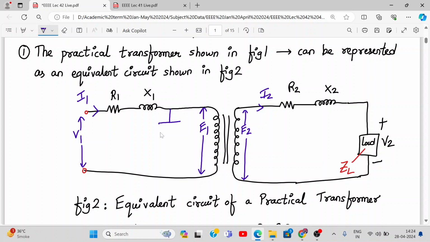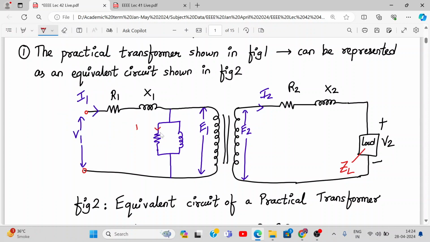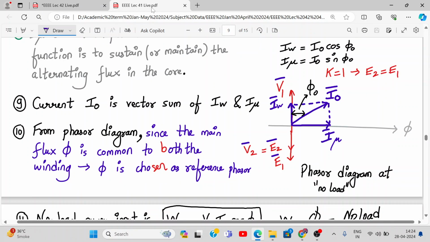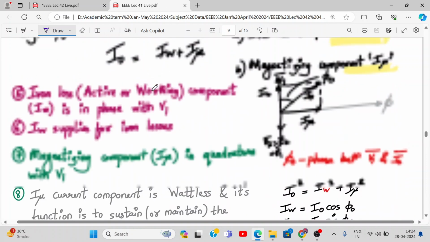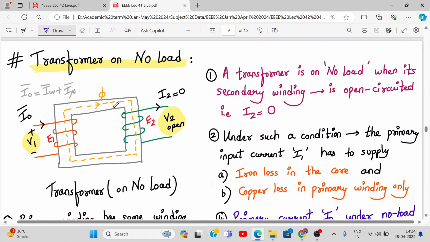So we have two components, IW and I mu. So IW component will flow through this resistor and I mu will flow through this inductor. So this will represent that this is IW component and this is I mu component. This is I naught current which was present over here, right? I naught current was a vector sum of IW plus I mu. So this is coming from here. Are you understanding? This IW plus I mu is coming from here.